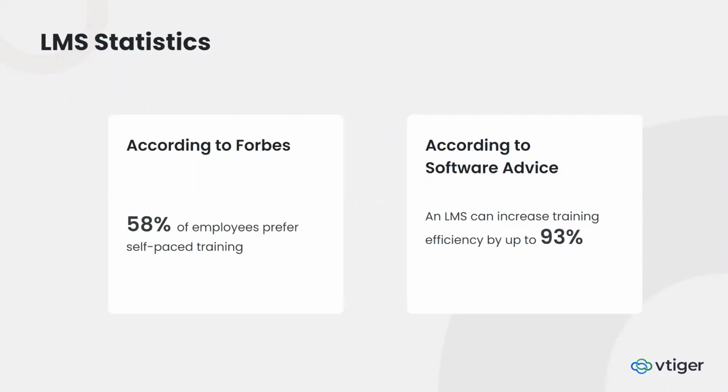The second statistic, according to Software Advice, is that an LMS can increase training efficiency by up to 93%. This statistic speaks for itself and just proves how beneficial a learning management system can be for internal and external training.